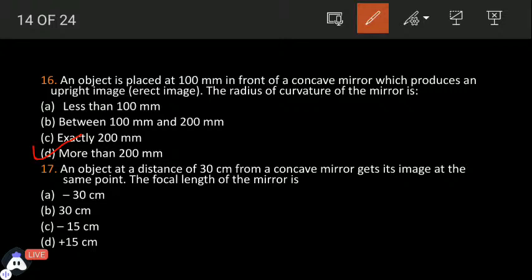Further, moving ahead to the next question: an object is placed at a distance of 30 centimeter from a concave mirror to get its image at the same point. Again, see, now the question has been changed. It's an easy question.